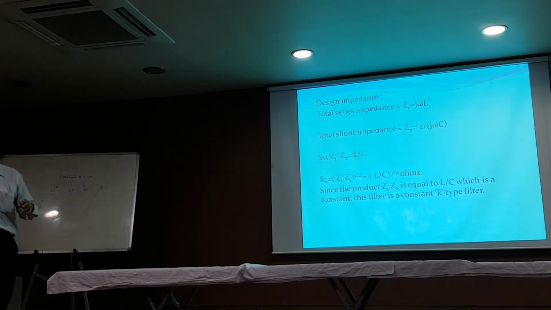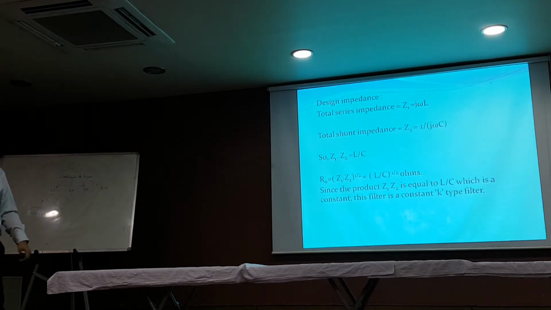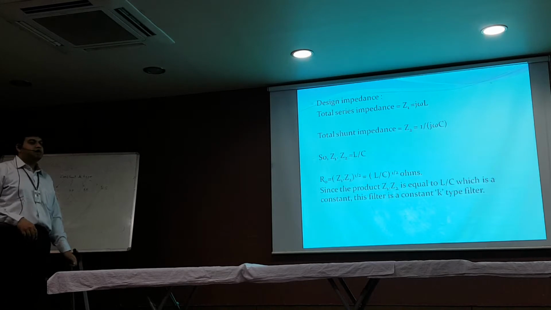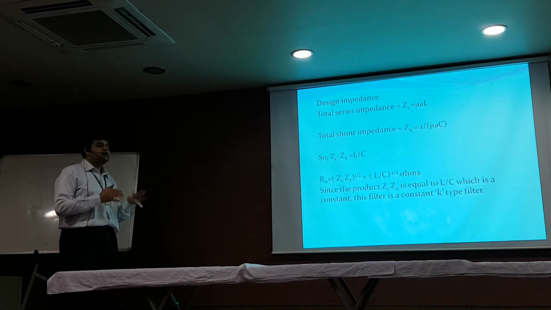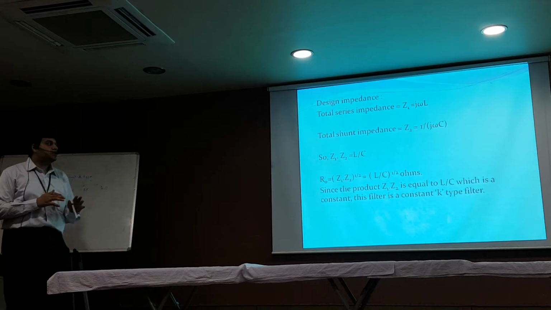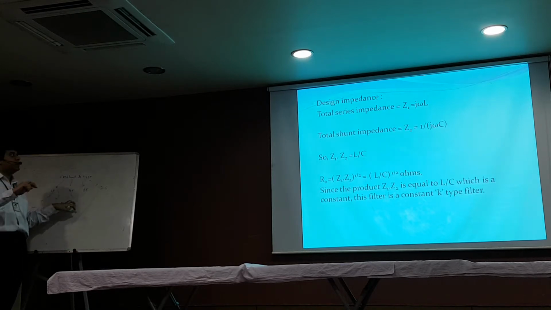Now, what we are seeing over here is the design impedance Z1, that is the total series arm. In the series arm, the impedance we have taken is j omega L, whereas for the shunt arm, they have taken it to be 1 upon j omega C. Now, this is for the constant K-type filter. For low pass we are considering, and for T and pi both.